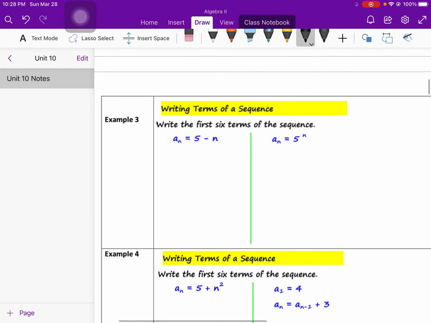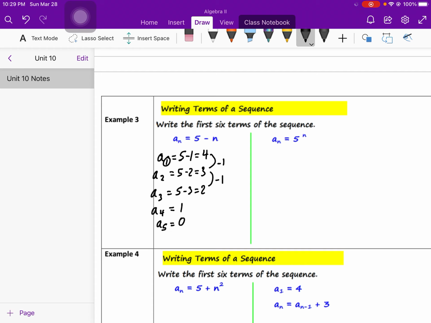All right, now writing terms, we want to write the first 6 terms of this sequence. So when you're writing it out, a of 1, we would just notice that this is the very first term, so we're going to plug in 1. So it's 5 minus 1, which equals 4. We would just continue on. A of 2 is 5 minus 2, which would equal 3. A of 3, 5 minus 3, which would equal 2. And we just continue on. And as you notice, it's going down by 1 each time. So the next one is going to be 1, 0, and negative 1. So that would be the first 6 terms for that one.